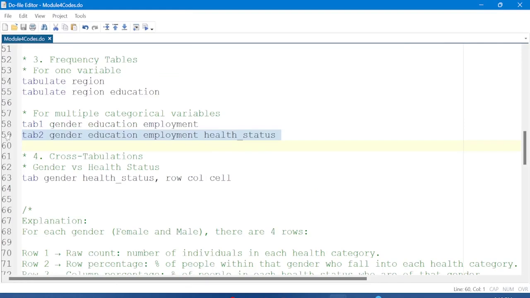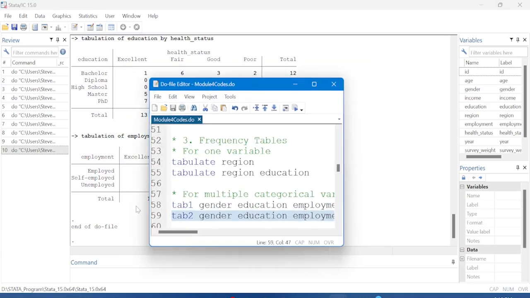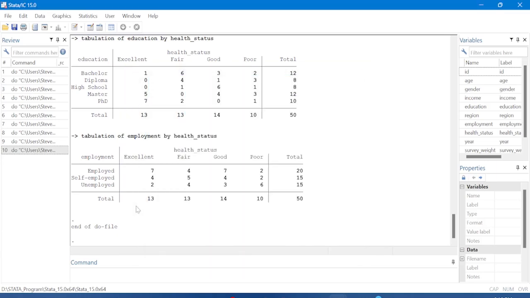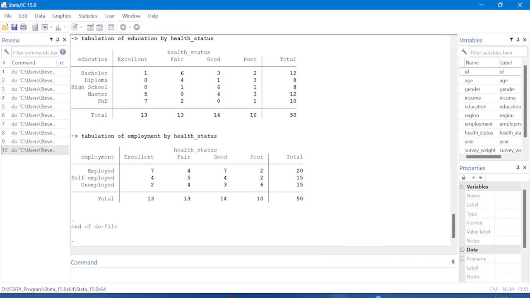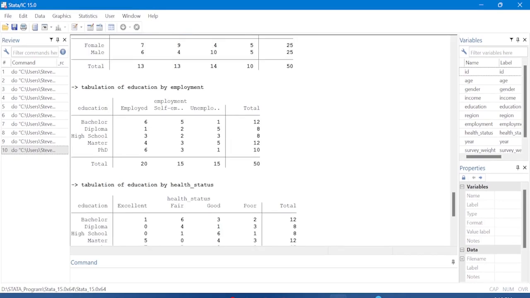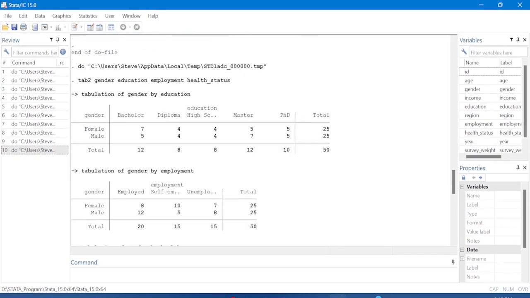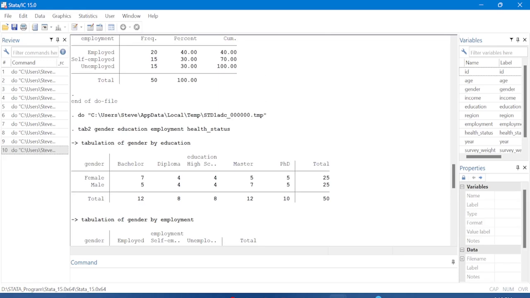Let me try to do this. This is for tab1. We use gender, education, and employment. And for tab2, we are using gender, education, employment, and health status. Let me run and compare together. So we need to compare this. Let's compare now. So this is the command we issued. Let me scroll.